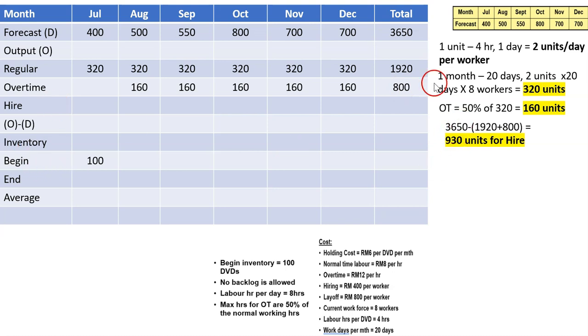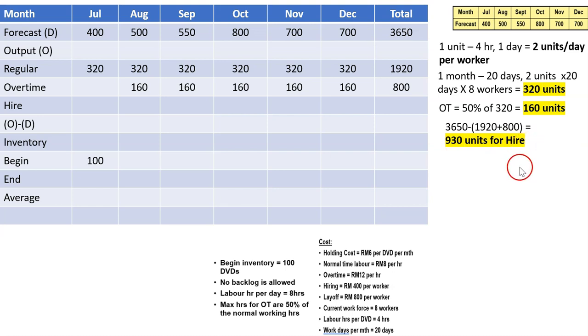Okay, so now we have output 1920 plus 9000, and then we need to check with the demand. The demand now is 3650. So what is the difference? The difference is 930 units that we need to cover by hiring.